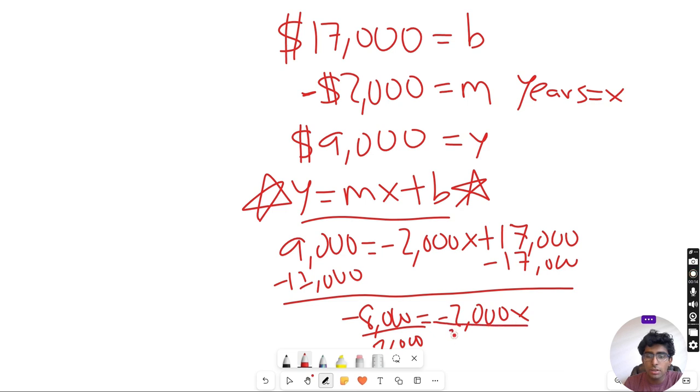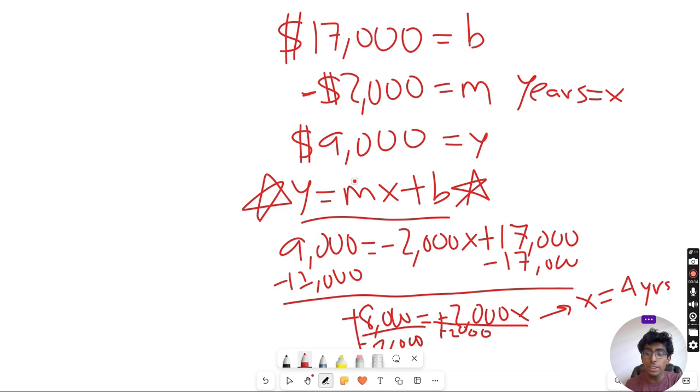I guess my whiteboard is stopping here. Okay, so negative 2,000, sorry for the crunched up space. If we do that, that's going to get us x equals 4. Remember, these are negative signs as well, so the negatives are going to cancel out. So 4 years is how long it's going to take for this car to depreciate to $9,000.